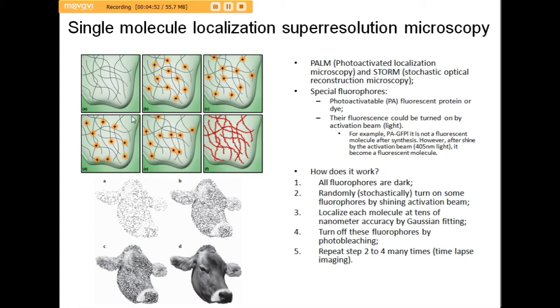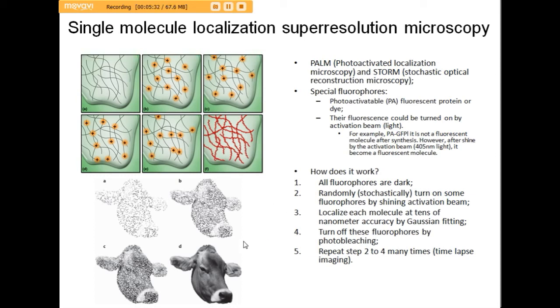So this is the cartoon to show how PALM works. Imagine this is a part of a cell. These are the microtubule networks. In this case, the microtubule is labeled by PA-GFP. There's a PA-GFP genetically fused to tubulin, transfected and then expressed in this cell. This protein could substitute endogenous tubulin to be incorporated into the microtubule network.